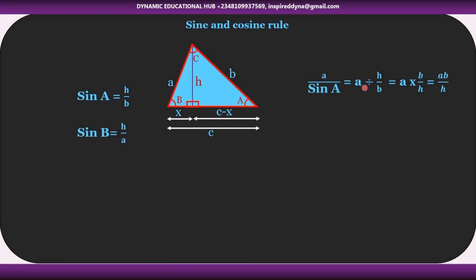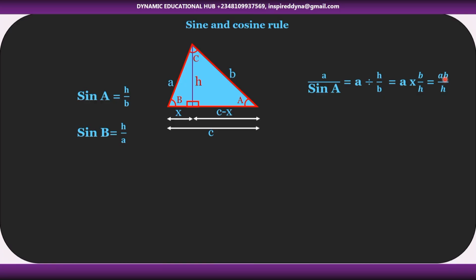A divided by, what is sine A from here? H over B, H over B. So it becomes what? A. Now don't forget, from primary school, when you are still young, you can turn division sign to multiplication sign by finding the reciprocal, the multiplicative inverse. And you find the reciprocal of H over B. So that gives you A multiplied by B over H. You have A times B, AB over H. So A over sine A, using this diagram, will give you AB over H.